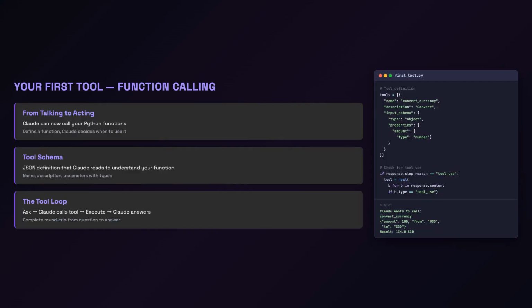Until now, Claude could only talk. It could answer questions, but never do anything. Tool use changes everything. You define functions. Claude decides when to call them. It is like giving Claude hands. It can now reach out and interact with the world.